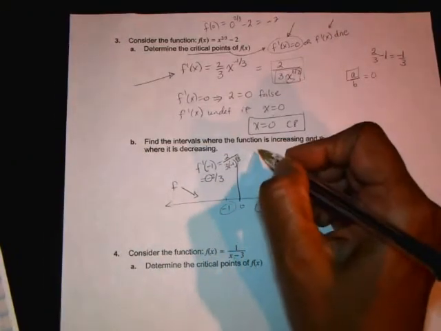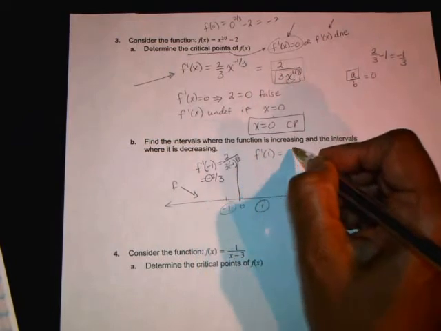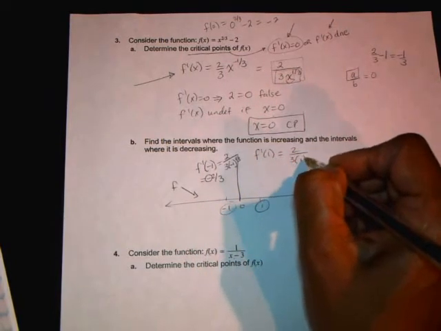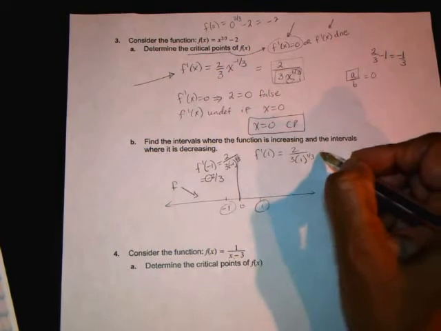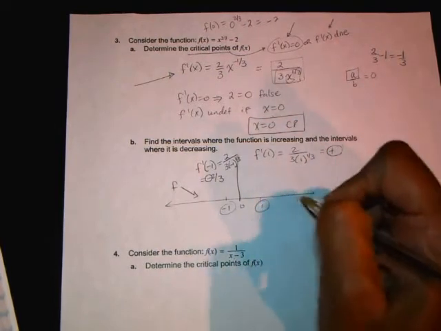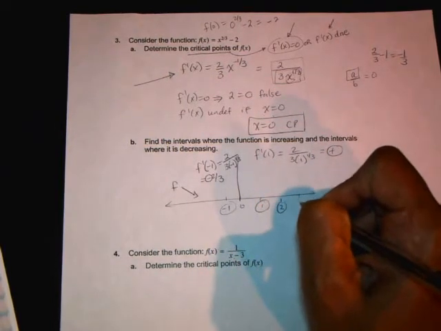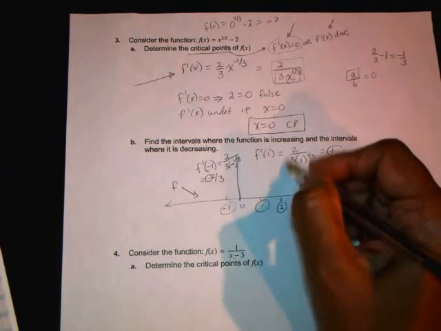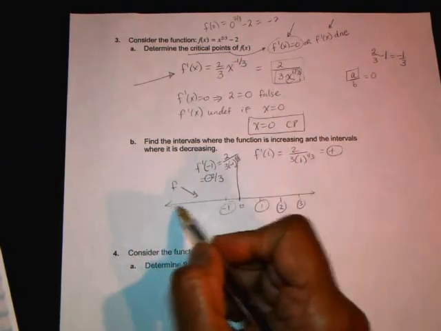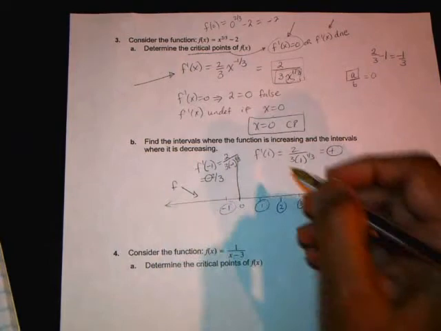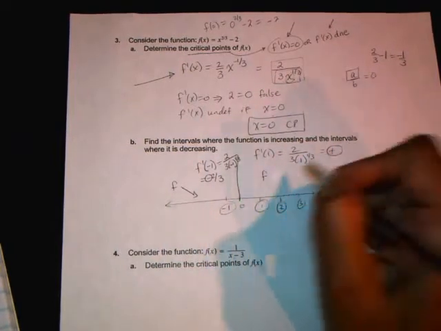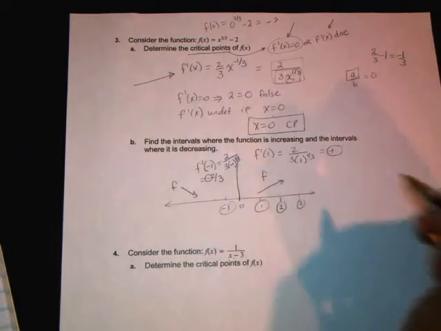For this side, if I plug in 1, f prime at 1 is 2 divided by 3 times 1 to the 1/3, which you can clearly see is a positive result. Now you could have plugged in 2 or 3 or anything in here for x, it would be positive. Whereas on this side, no matter what you plug in, you get a negative result. In other words, f here is increasing.